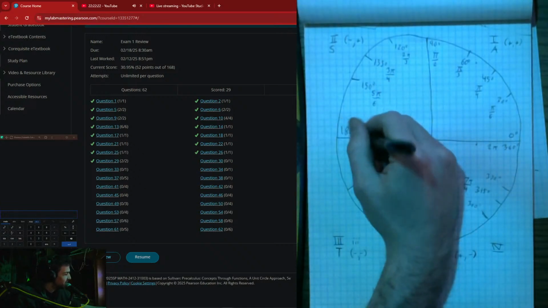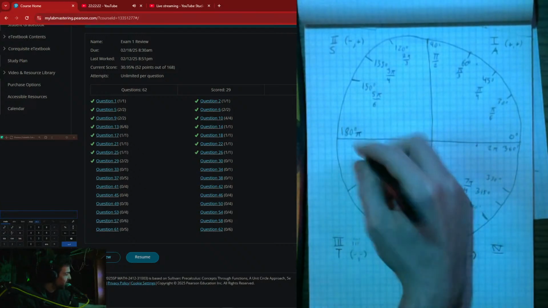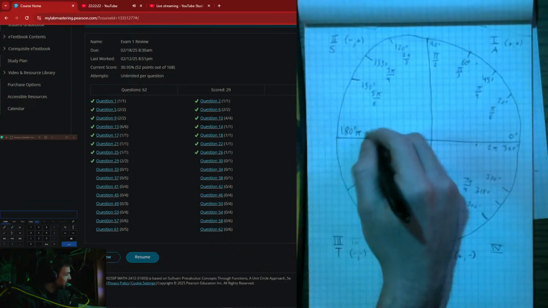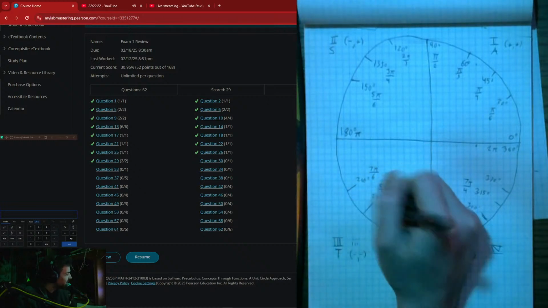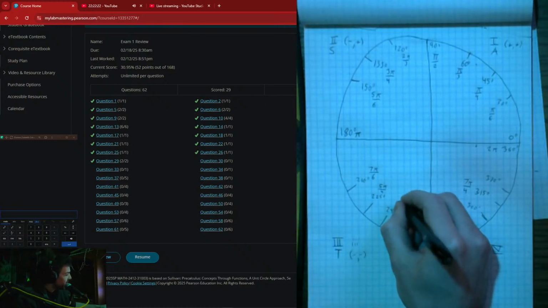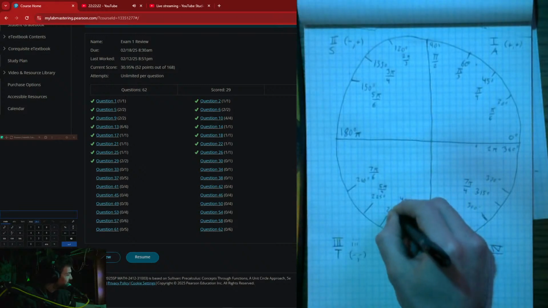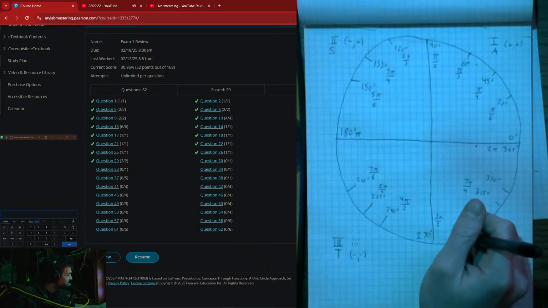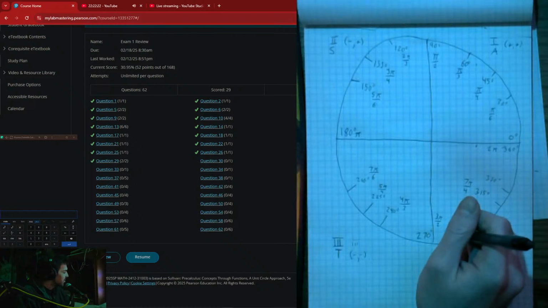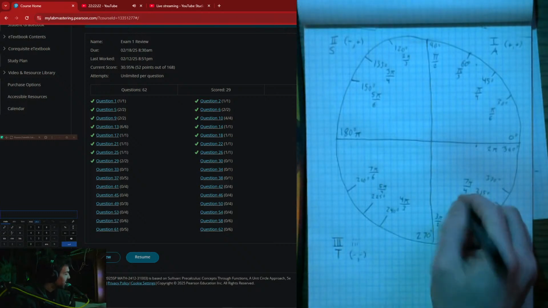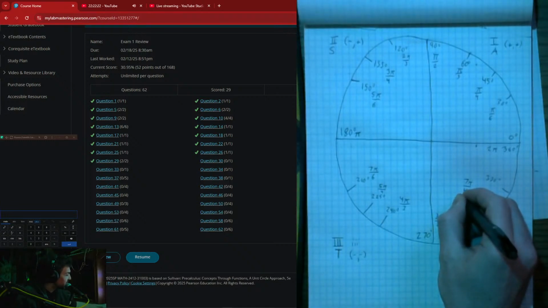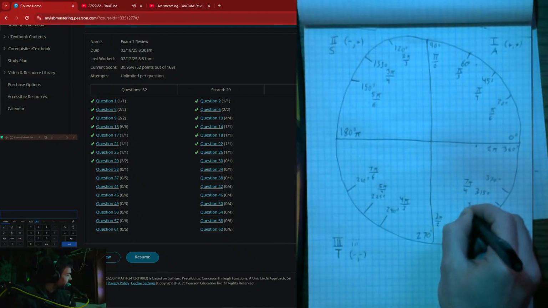6 pi over 6 is the same as pi, 180 degrees. 7 pi over 6 is 210 degrees. 8 pi over 6 is 4 pi over 3, for 240 degrees. 9 pi over 6 is 270 degrees. 10 pi over 6 is the same as 5 pi over 3. That's 300 degrees.